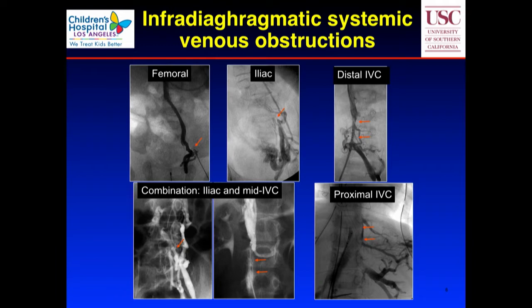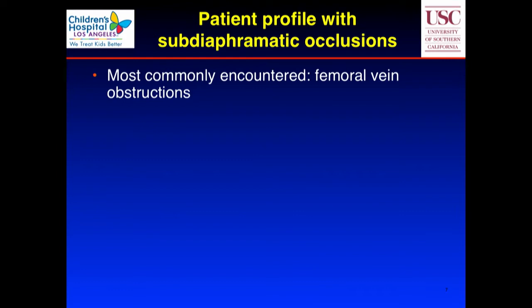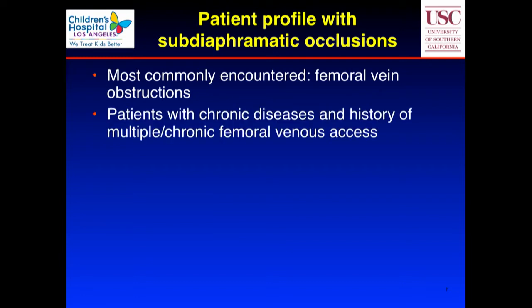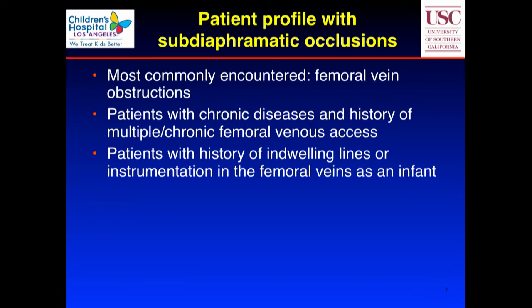So you see all these areas can have clots, and of course you can imagine the blood has a hard time getting back into the heart for the normal circulation. So the most commonly encountered issue that I found is the femoral veins, because that's the very common place where we go in for access. Again, these are patients who have chronic disease, a history of multiple chronic femoral venous access. There are patients who've had indwelling lines for a long time, especially when they started as a young baby, especially in the premature babies.